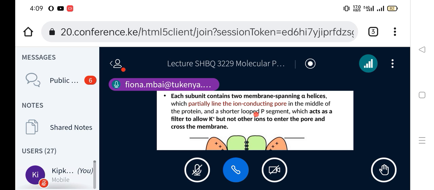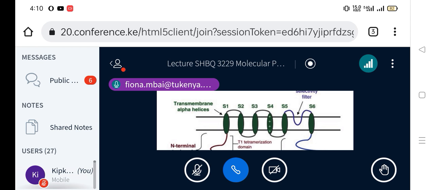The shorter looped P segment in here acts as a filter. I would rather say as a sensor rather than filter. And this sensor is the one that allows potassium, but not other ions, to enter the pore and cross the membrane. So there's a sensor here which picks only potassium and not other ions to pass through. So this is in the reference literature that I've given you to refer to, so you don't need to copy it, it will be in your books.